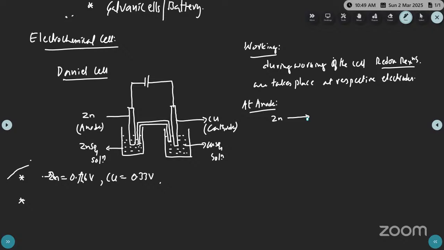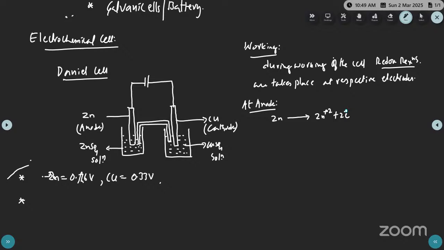Loss of electrons is known as oxidation. Here the zinc metal loses the electrons during the oxidation reaction. So how many electrons does it lose? Two electrons are lost by the zinc metal. This is the oxidation reaction.